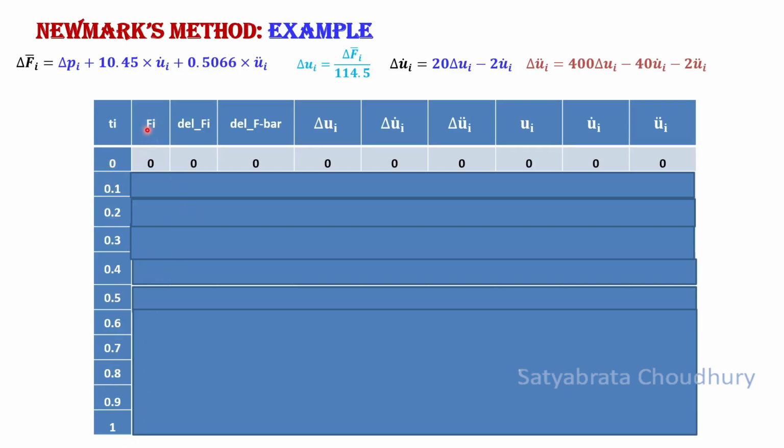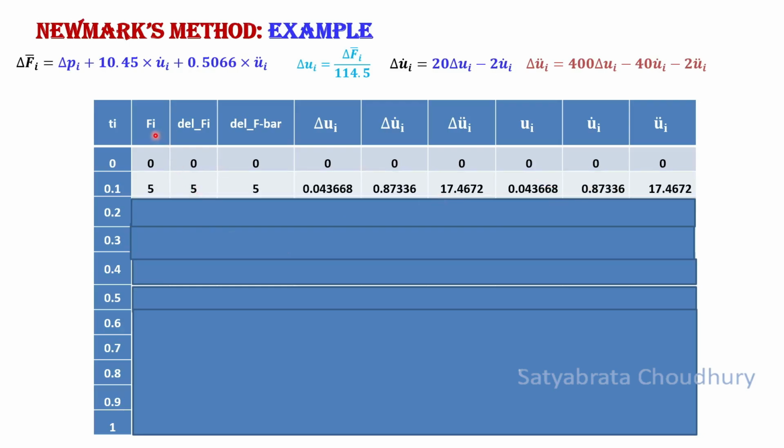So this is the excitation force value, and this is the incremental value of the excitation force, and this is the incremental value of the effective force, then incremental displacement, incremental velocity, incremental acceleration, and the final values displacement, velocity, acceleration. So initially we have seen everything is 0 because it is a standstill at that point, and the acceleration also is 0. So this is all right.